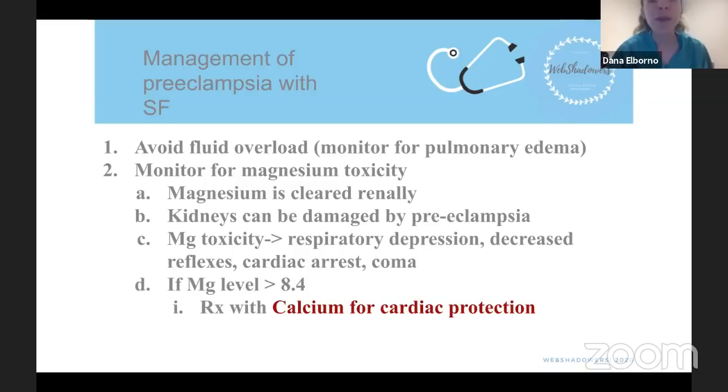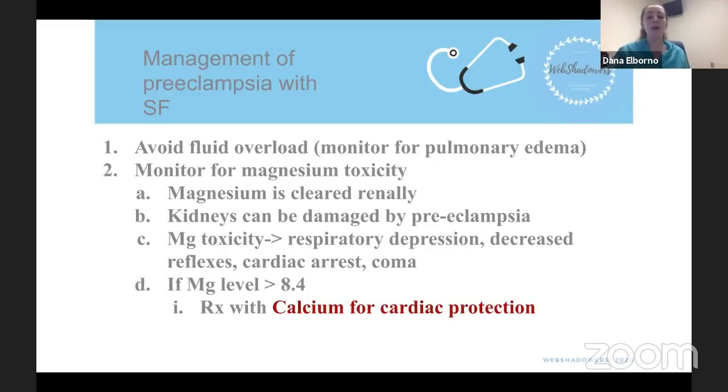The other thing that we want to monitor for is that we're giving these patients magnesium as a continuous infusion, and magnesium is cleared renally. And patients with preeclampsia with severe features can have renal toxicity or acute kidney injury, where they're not actually able to clear the magnesium and process the magnesium, so it can build up in their bodies over time. Magnesium toxicity can lead to respiratory depression for the mom, decreased reflexes, and if unnoticed, eventually cardiac arrest and a coma.